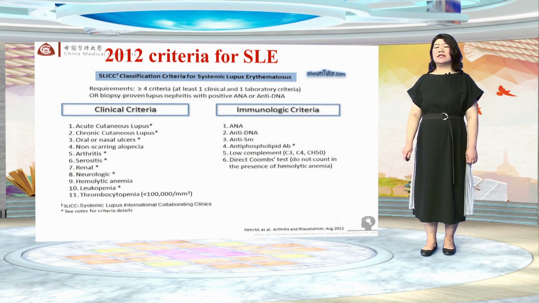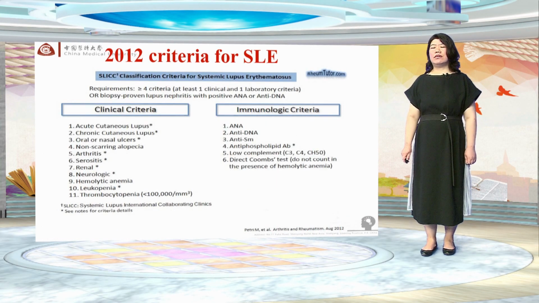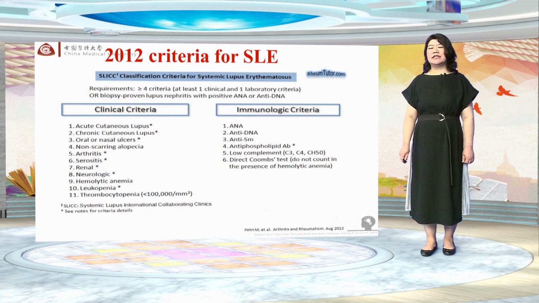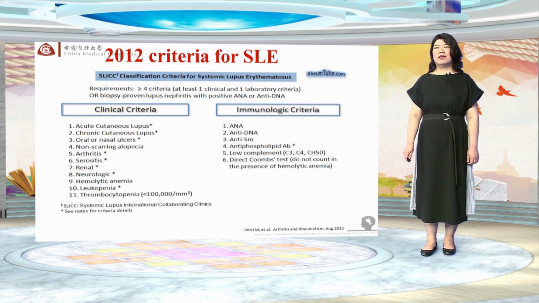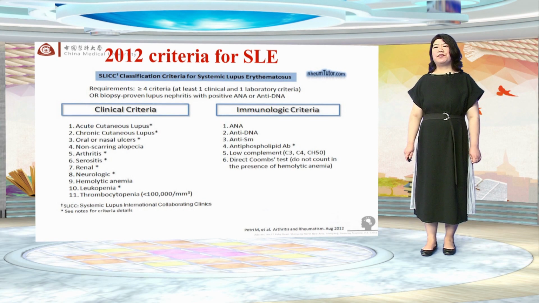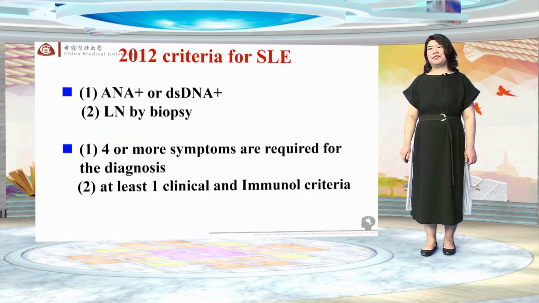The second one is the 2012 criteria for lupus. This criteria is divided into 2 parts. One part is the clinical criteria and the second part is the immunologic criteria. In the clinical criteria, there are 11 items. In the immunologic criteria, there are 6 items. If the patient has 4 or more items positive, we can diagnose lupus.